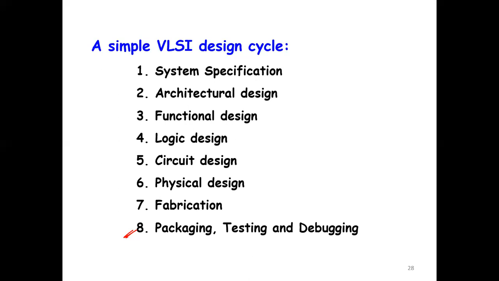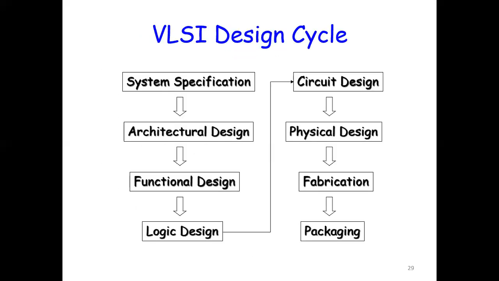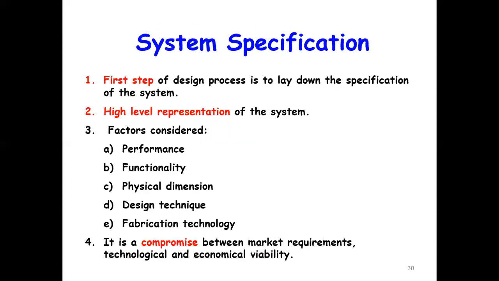Now we are coming to the system specification first. This is the flow of the VLSI design cycle: system specification, architectural design, functional design, logical design, circuit design, physical design, fabrication, and packaging. System specification, the first step of the design process, is to lay down the specification of the system.